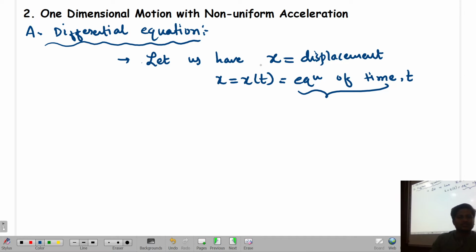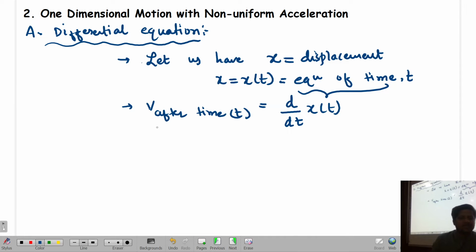So if you have a displacement which is dependent upon time, on the RHS you will have the equations of time. If someone asks you what the velocity is after time t, what are you going to do? First you will take the differentiation, d by dt of x of t. Then you can replace the time with the given time and you will get the answer. If x is given in terms of time, you calculate the velocity by differentiating it.